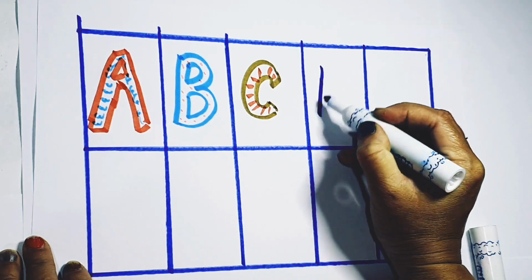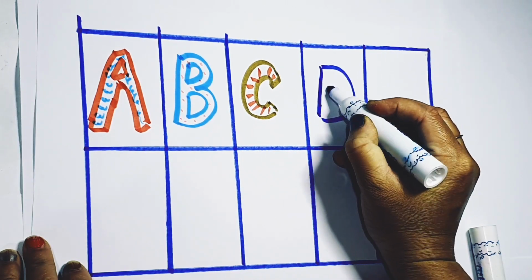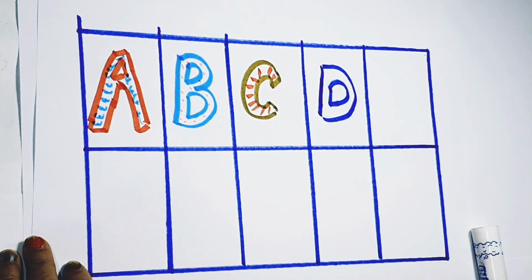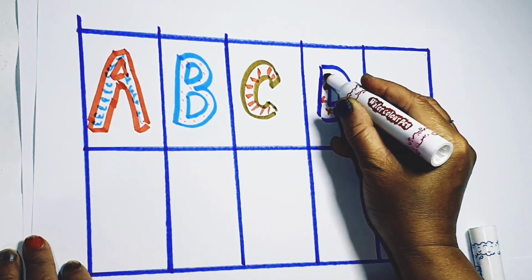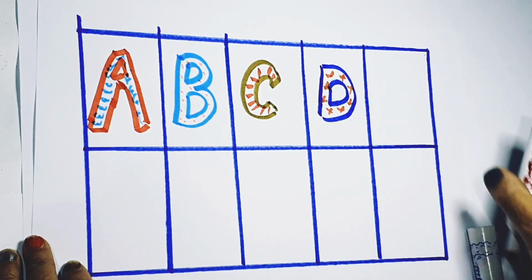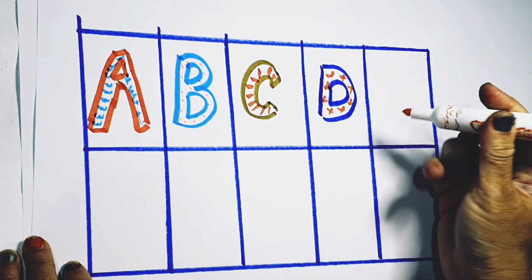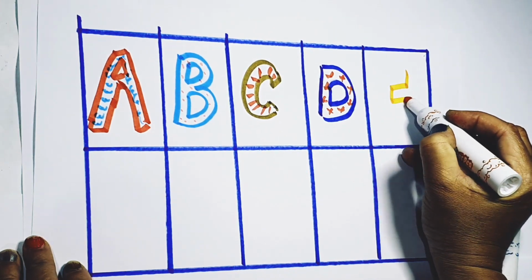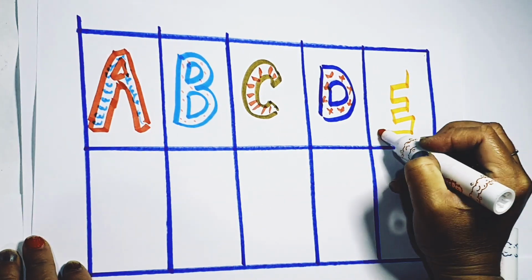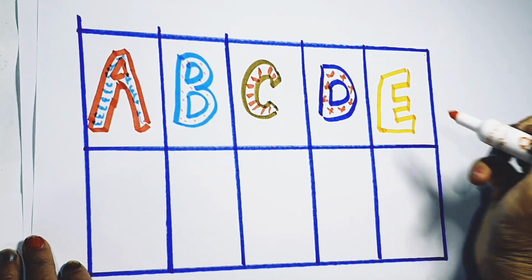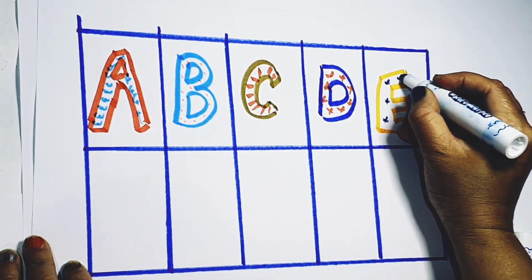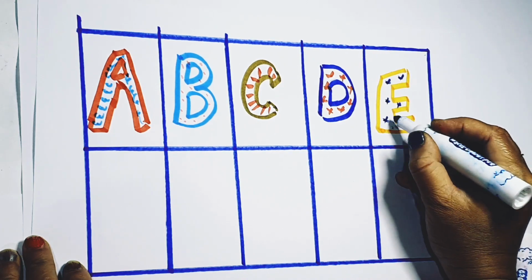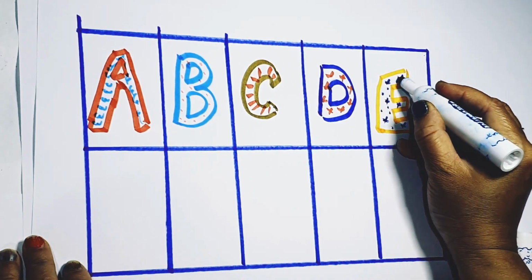D for dog. D for dog. E for elephant. E for elephant.